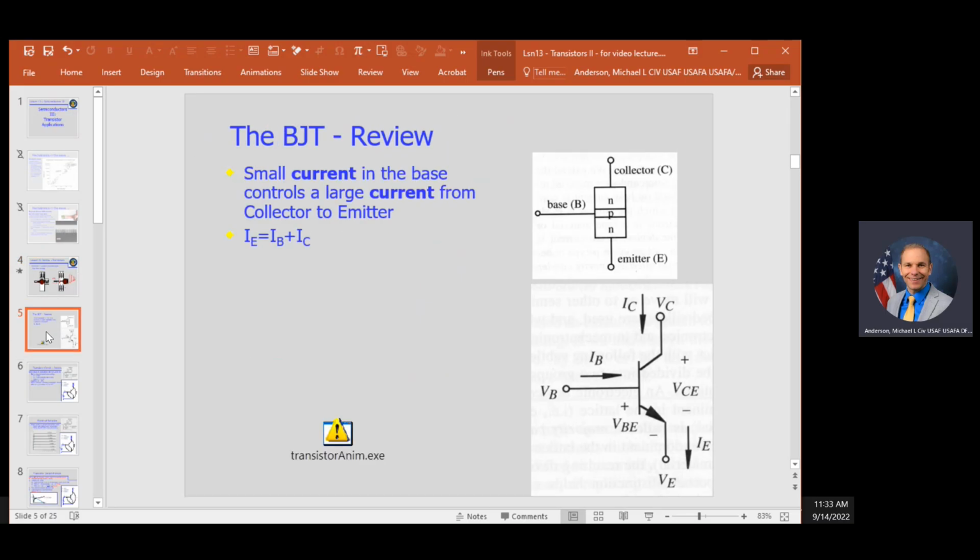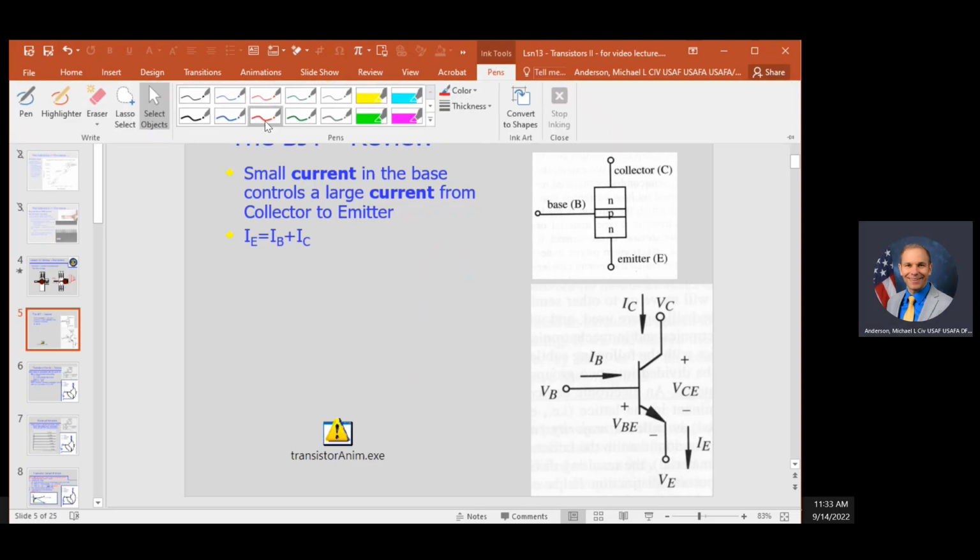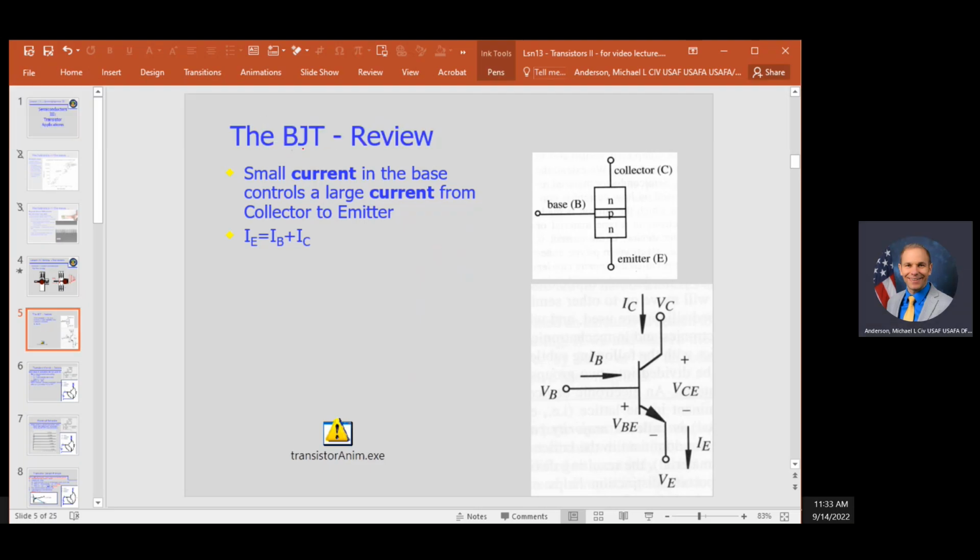Okay, so remember, what is a transistor? Here we're talking about the bipolar junction transistor, a BJT, which is three semiconducting materials sandwiched together: N-type, P-type, and N-type. Remember, we have a base, a collector, and an emitter. A small amount of current flows through the base, a much larger current flows through the collector, and the total current, the current coming out of the emitter, is the sum of those two base and collector currents.